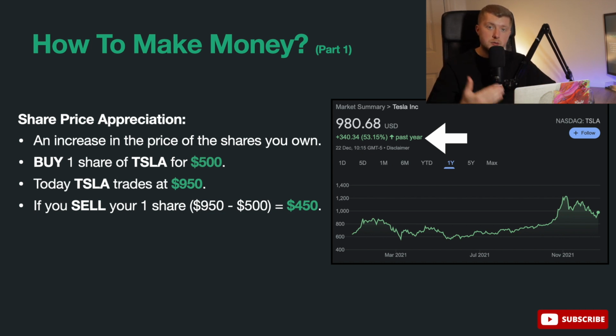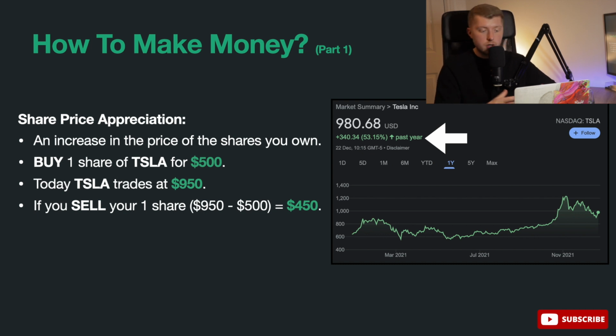When you look to buy perhaps one share of Tesla for $500, and let's say today Tesla trades at $950, then if you decided to go on to sell that share, in essence, the profit is the difference between the price in which you paid for the share versus that of the current market price today. So in this hypothetical example, $950 minus the $500 initial investment would net you a $450 profit.